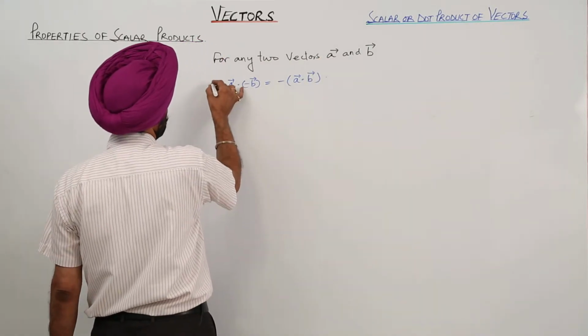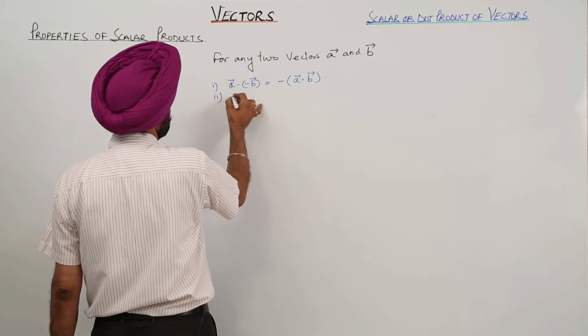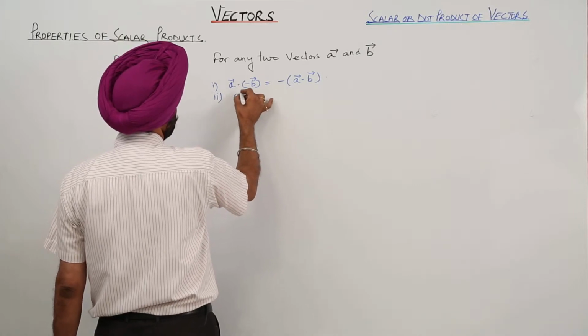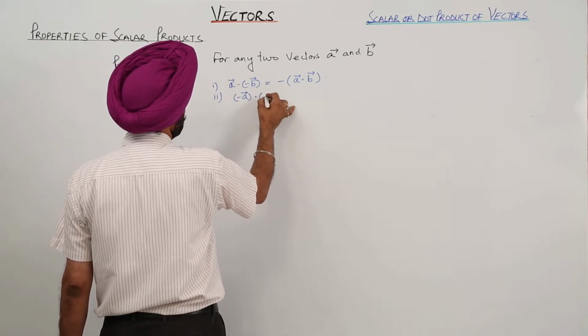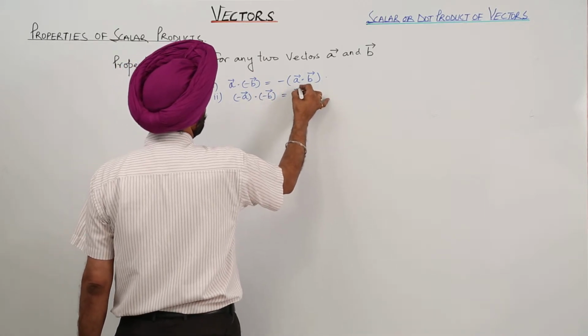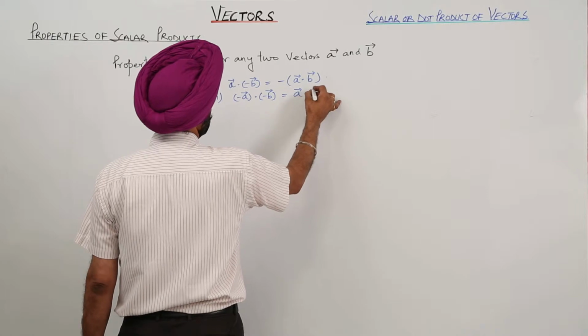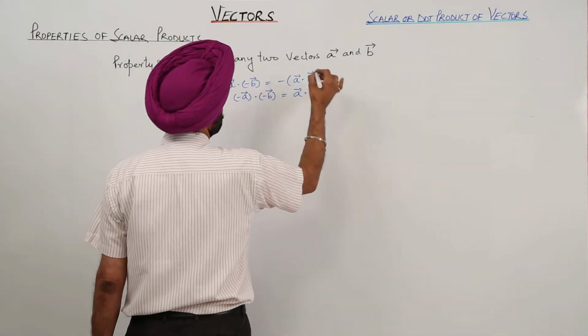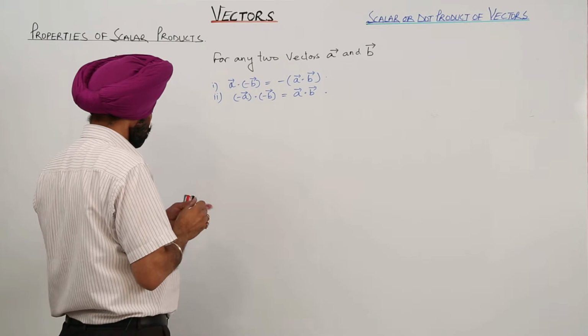And second part is negative of vector A dot negative of vector B. This will become vector A dot vector B, positive.